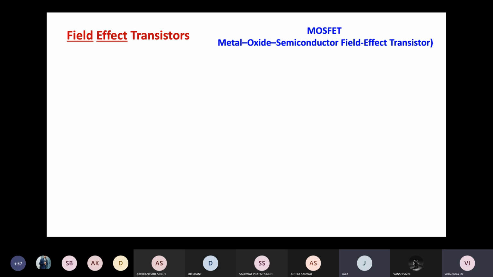So let's now try to see how a MOSFET works. And the key term here is field effect transistor. What do we mean by field effect? Anybody knows this? What is the meaning of field effect in MOSFETs?